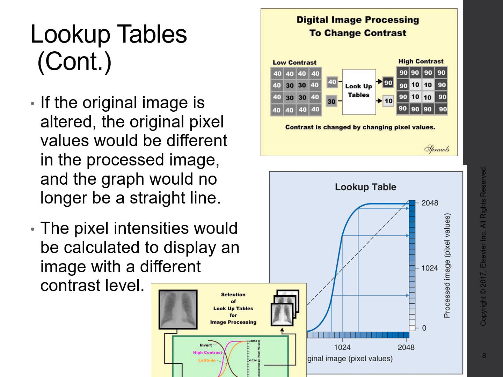With our lookup tables, if the original image is altered, that original pixel value would be different in the processed image than it was in the raw data. And the graph would no longer be a straight line if you're looking at a lookup table like this. So if we've altered it through the rescaling process, you'll no longer have that straight line. And therefore, the pixel intensities would be calculated to display on the image with a different shade of gray.